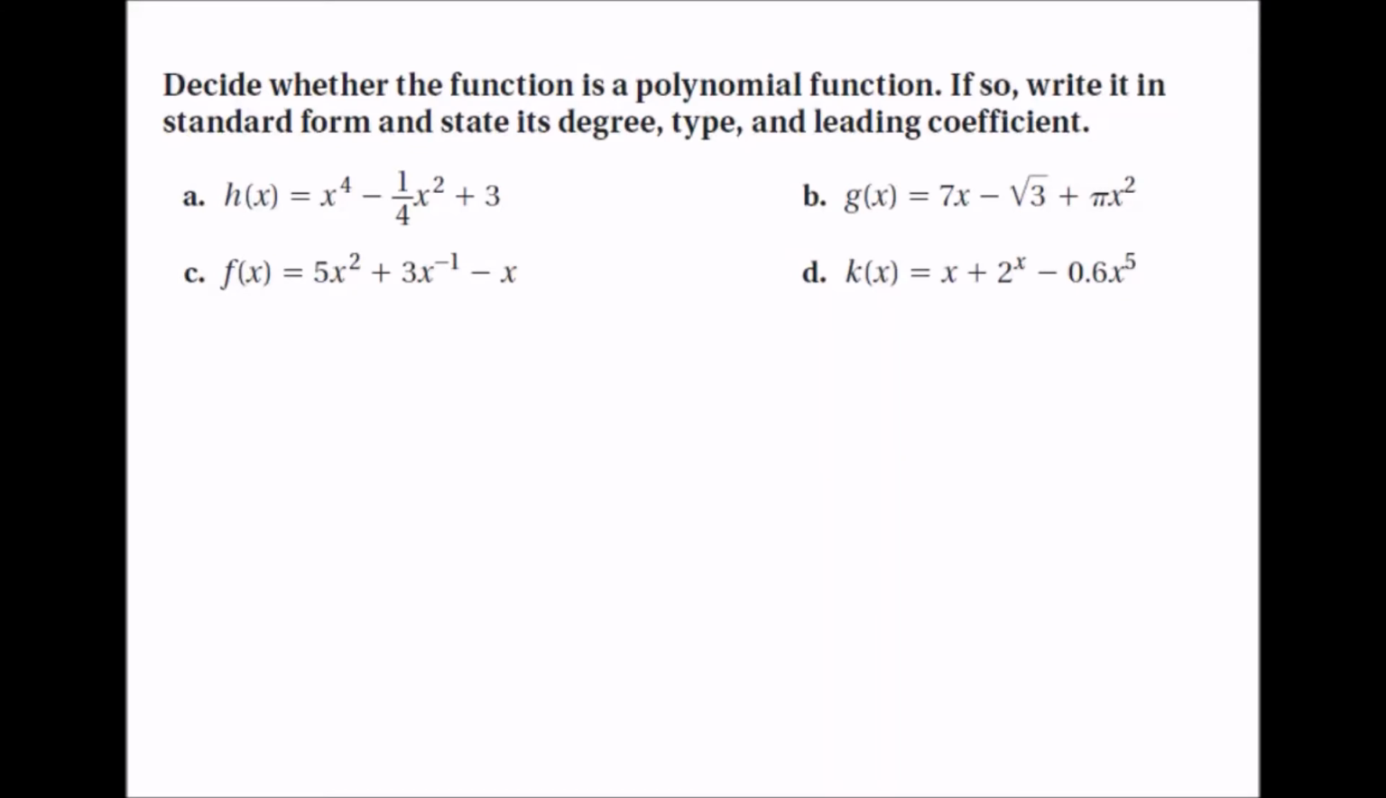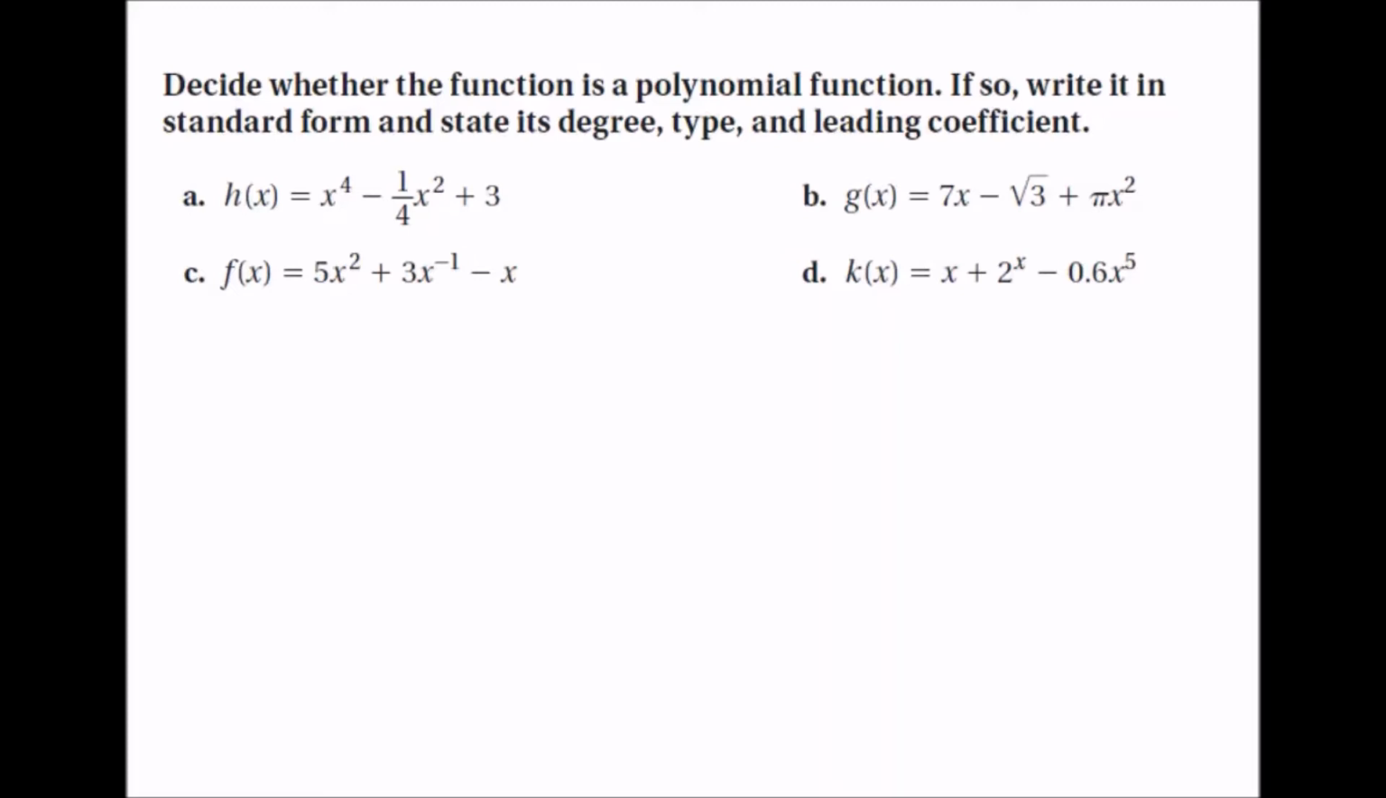This is the first type of problem from section 5.2. It says, decide whether the function is a polynomial function. If so, write it in standard form and state its degree, type, and leading coefficient. Most things are going to be polynomial functions. You're just looking for weird things like negative exponents and exponents that aren't numbers. So let's take a look at the first one, a.